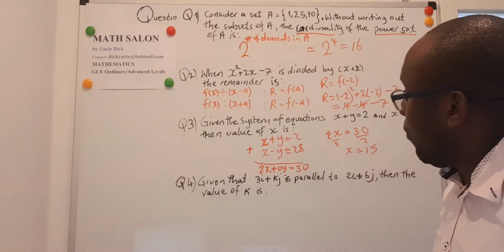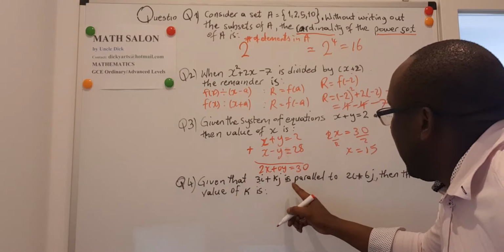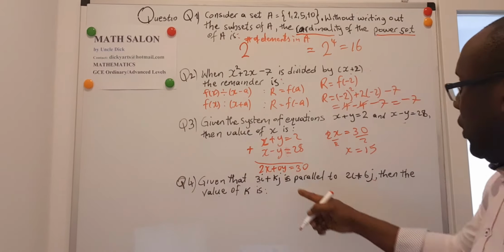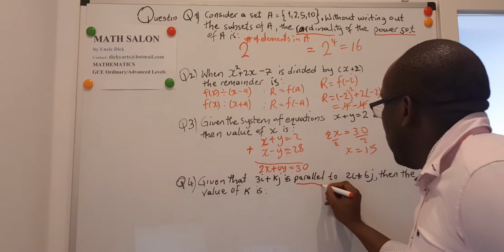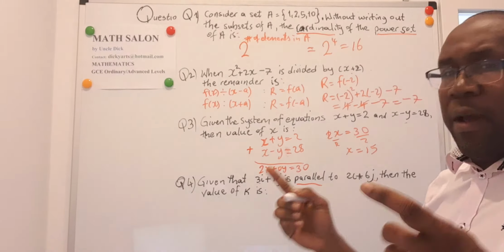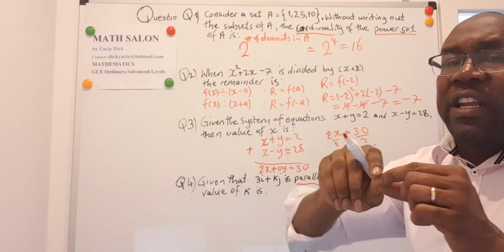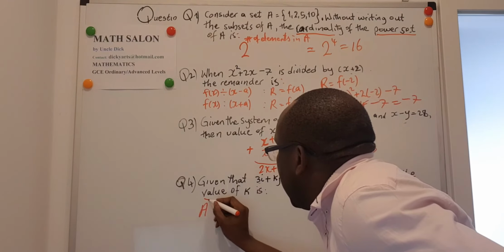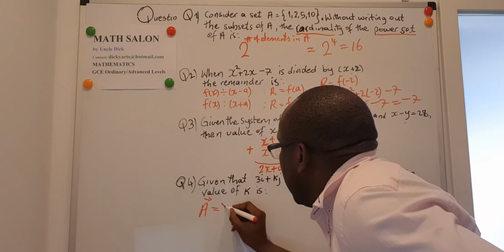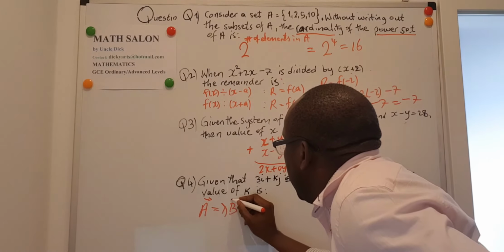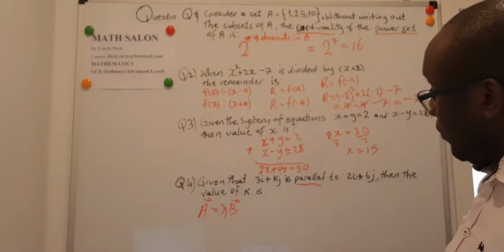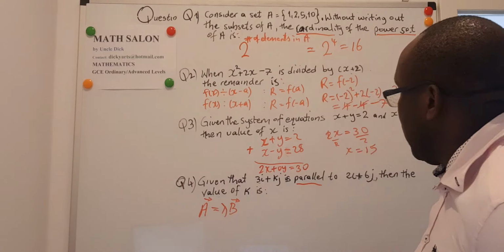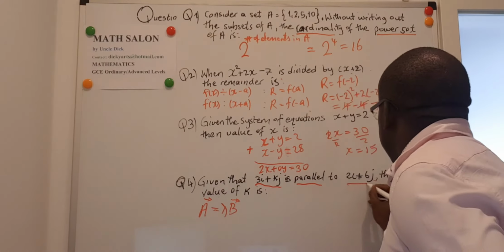And for the fourth, given that 3i plus kj is parallel to 2i plus 6j, then the value of k is? We have two vectors here, and we are told that the two are parallel. Two vectors are parallel if they have the same direction, and the only difference is in terms of their length. So if A is parallel to B, then they will have a scalar multiple between them. So let's say this one is A and this is B.